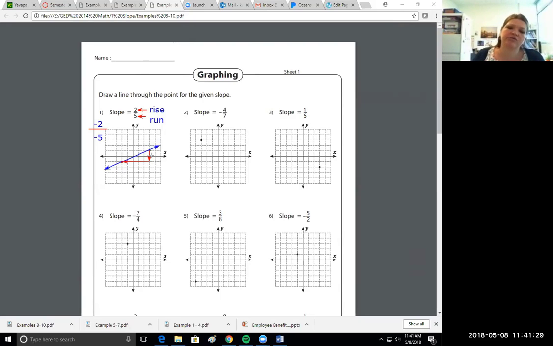This is just my scratch work, these 2 red arrows. I want you to be able to see the difference. That's my scratch work of my counting. I want you to visualize what I'm counting. But your final answer is just to have this line going through those 2 points, okay? So let's try one more like that.